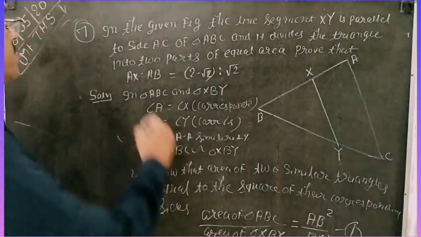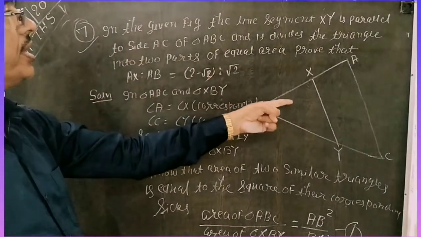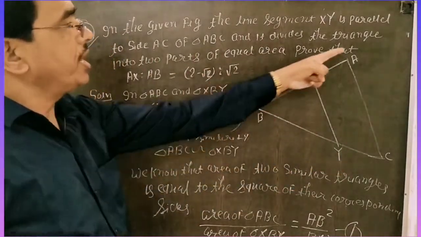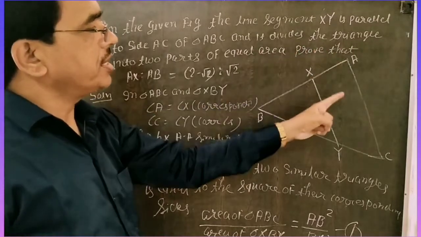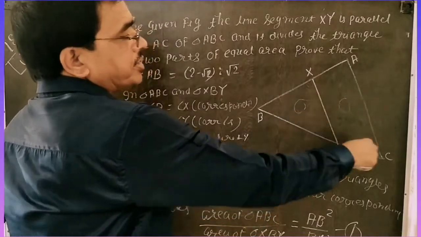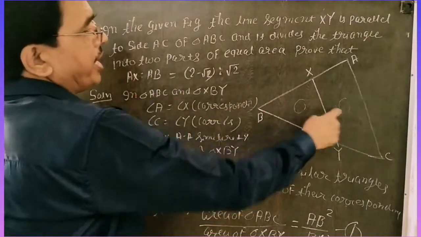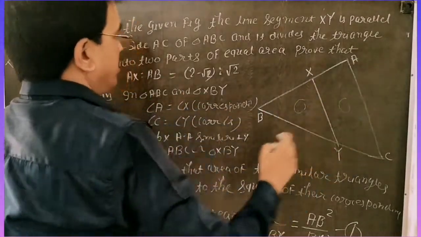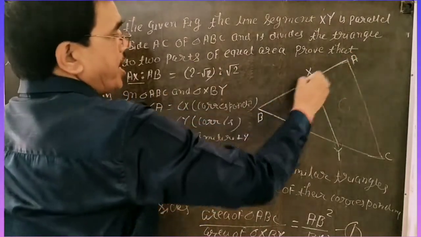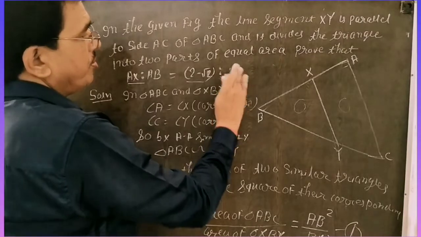Now see example 7, an important question of this exercise. That is, in the given figure, the line segment XY is parallel to AC of triangle ABC, and it divides the triangle into two equal parts. That means these parts, one is a triangle and another is a quadrilateral, are equal in area, and XY is parallel to AC. Two parts of equal area. Prove that AX ratio AB is equal to 2 minus root 2 ratio 2.